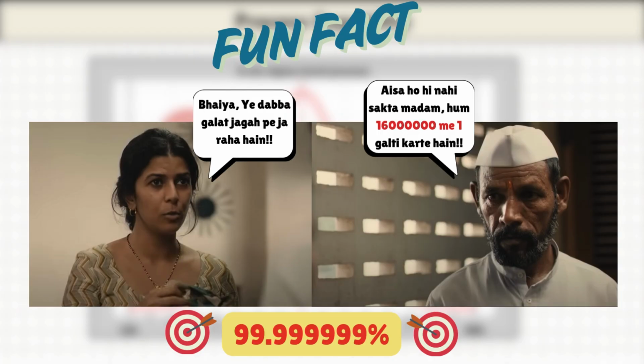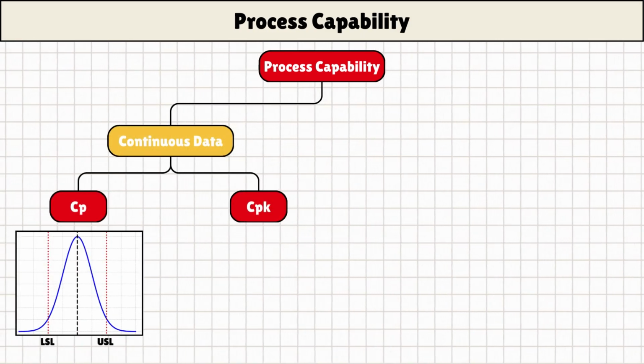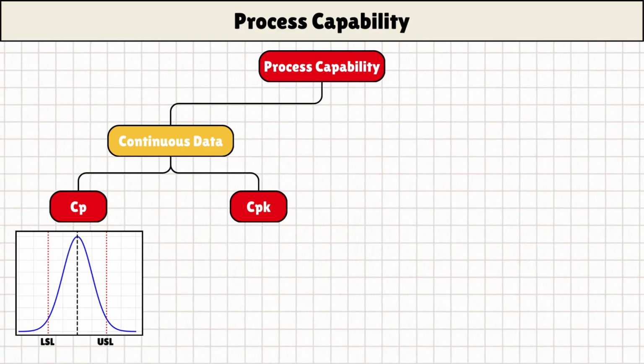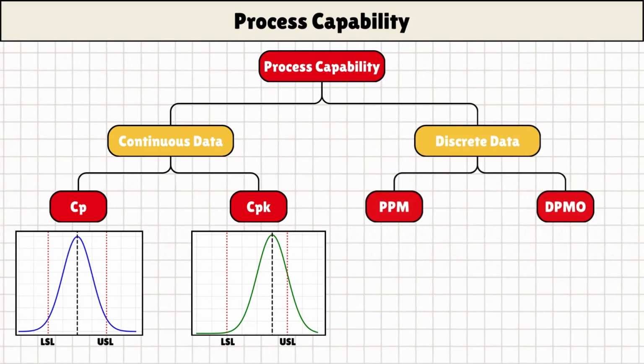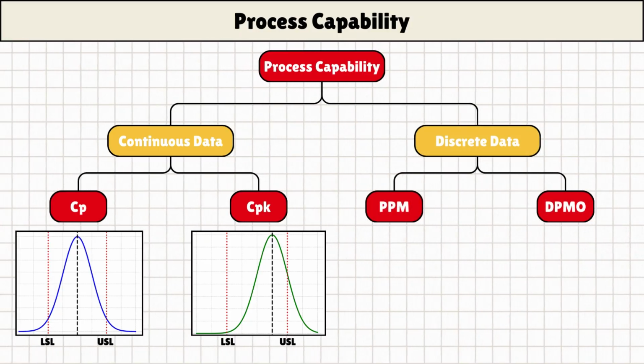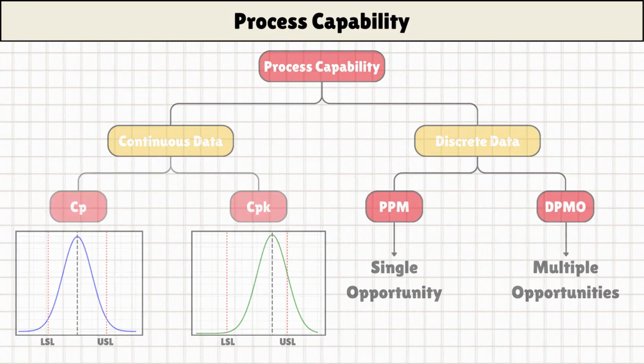So how does our process compare? Let's dive in and find out. In order to measure process capability in general, we use two methods. The first one is the CP-CPK method for continuous data, where CP is used if the process is centered on the mean, else we go with CPK. And the second one is the PPM-DPMO method for discrete data, where in case of one defect opportunity we use PPM, else we go with DPMO.